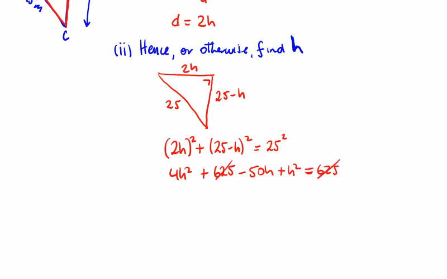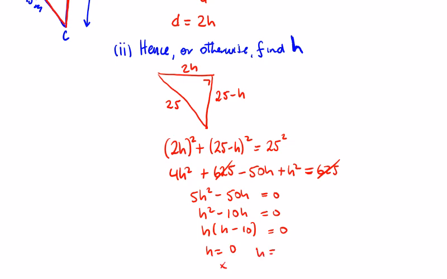So I'm left with 5h squared minus 50h is equal to 0. Divide by 5 to get h squared minus 10h equals 0. So it's very simple factorization, h by h minus 10. So h can't be 0 because it's a distance. h is equal to 10, and we're dealing in meters in this question.